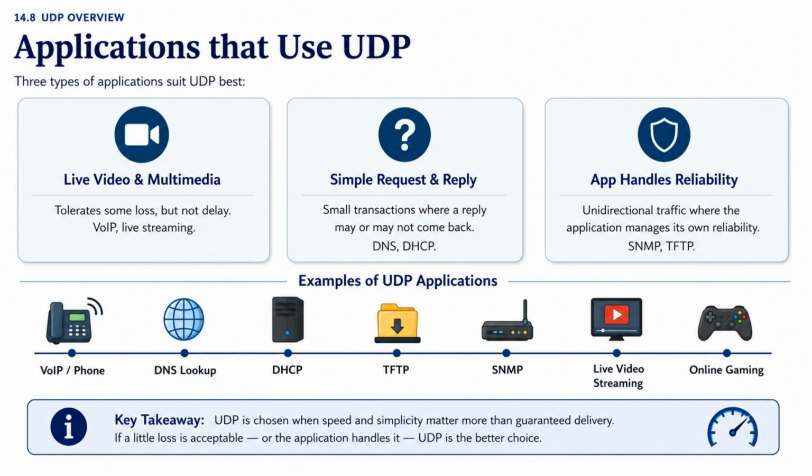This simplicity is exactly what makes UDP so much faster to process. 3 application types that suit UDP best, shown on screen. Live video/multimedia, tolerates loss, not delay. VoIP, streaming, simple request and reply. Small transactions where a reply may or may not matter. DNS, DHCP, and applications that handle their own reliability. SNMP, TFTP. The app manages retransmission itself if needed, not the transport layer.